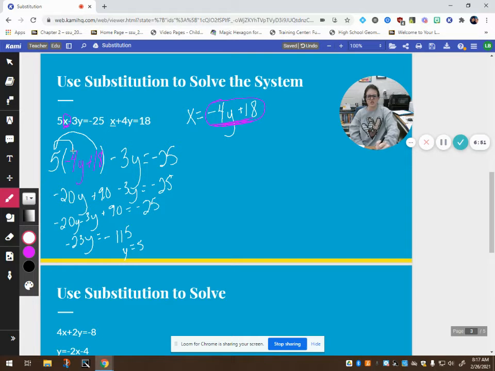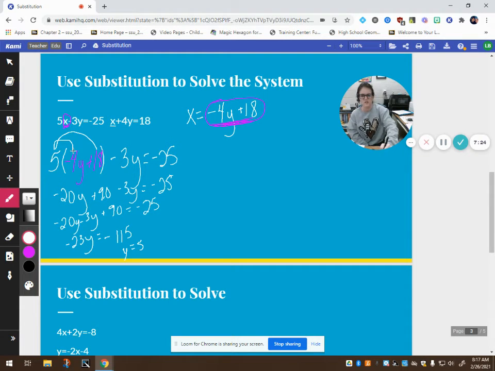Then I changed the order. If you recall, the commutative property allows me to change the order. I did that so that my y terms were beside each other. I kept the sign that was in front of it. Negative 20y minus 3y is negative 23y. I subtracted 90 from both sides. Properties of equality tells me to get rid of it. If I subtract it from this side, I must subtract it from this side. So negative 25 subtract 90 is negative 115. Divided both sides by negative 23, and I got y equals 5.